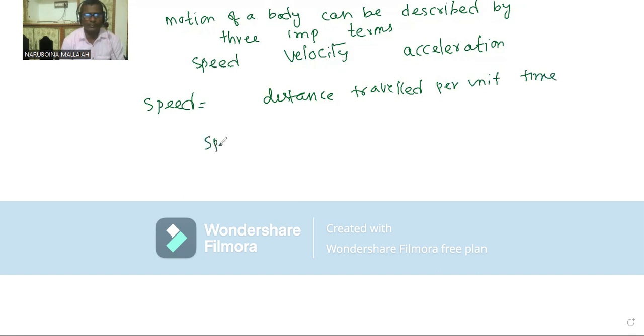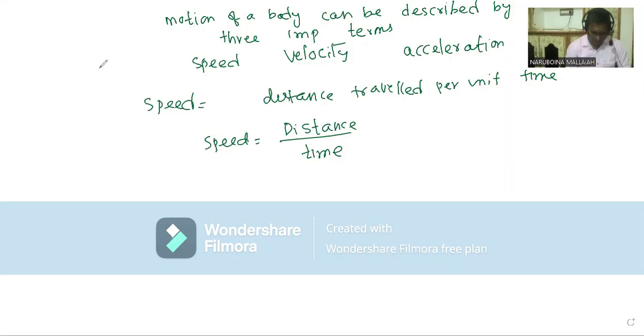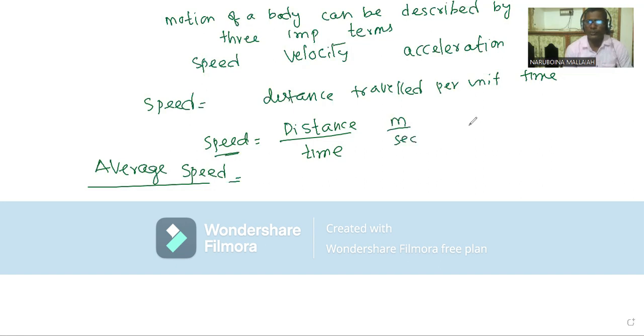So we write it, speed is equal to distance by time. Now let us know what is average speed. See, speed is defined as distance upon time. Distance is measured in meters, time is measured in seconds. So the unit of speed is meter per second, or you can write ms to the power of -1, right? These are the units.